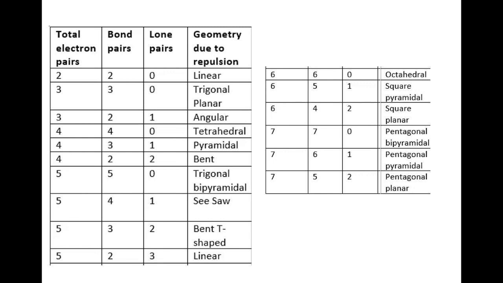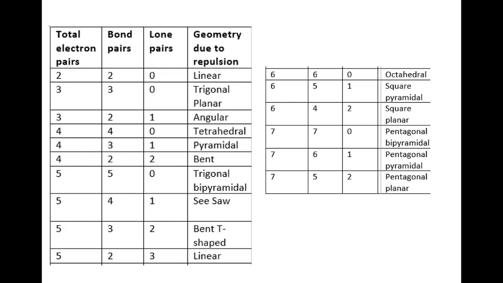Suppose we have a total of 4 pairs of electrons. That can be 4 0, that can be 3 1, that can be 2 2. If 4 0 is there, then this is regular tetrahedral. If 3 bond pairs and 1 lone pair are there, then that will be trigonal pyramidal structure. If 2 bond pairs and 2 lone pairs are there, then that will be bent structure.